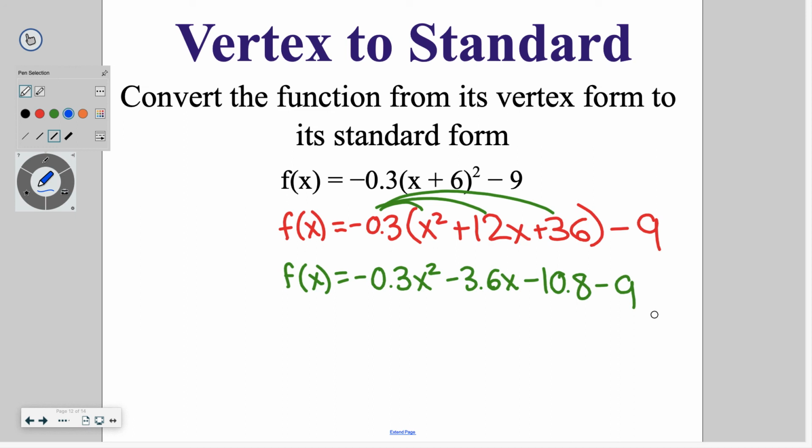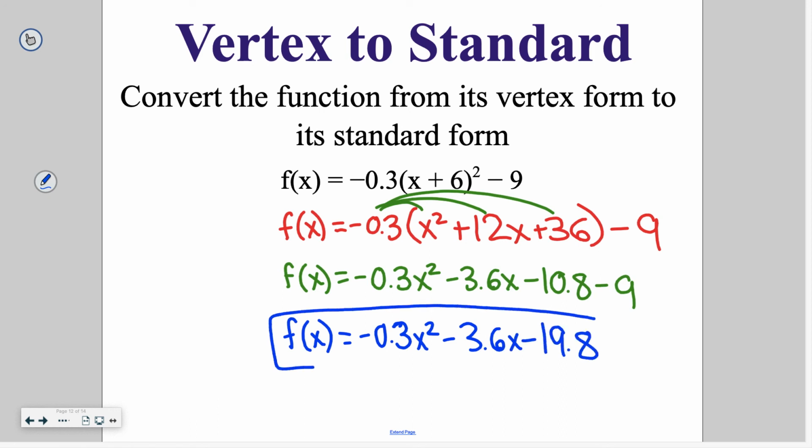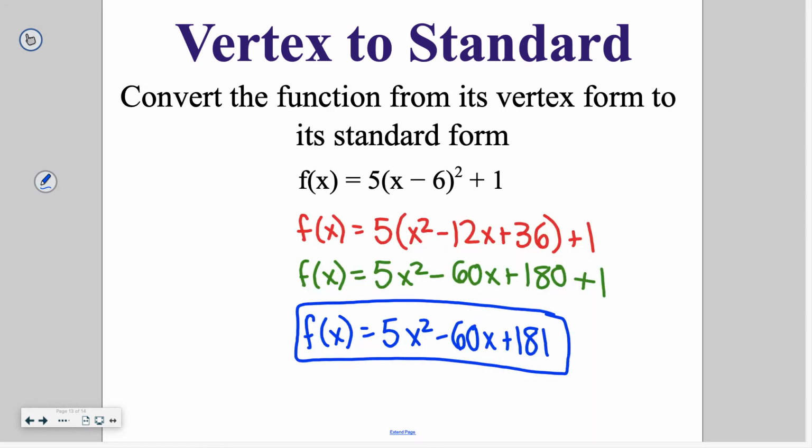The last part is always going to be to combine those two numerical values at the back, the ones without the x's. So I'm going to end up with negative 0.3x squared minus 3.6x minus 19.8. And that is my standard form of the equation. Go ahead and try this one on your own. Again, use that shortcut to get what's in parentheses. Distribute the 5 to everything but the 1 because it's on the outside. Add the 1, which gives you a final equation of 5x squared minus 60x plus 181.